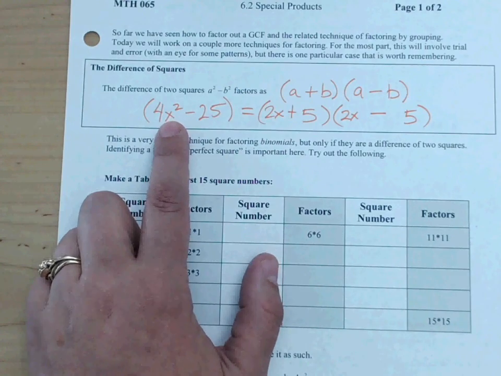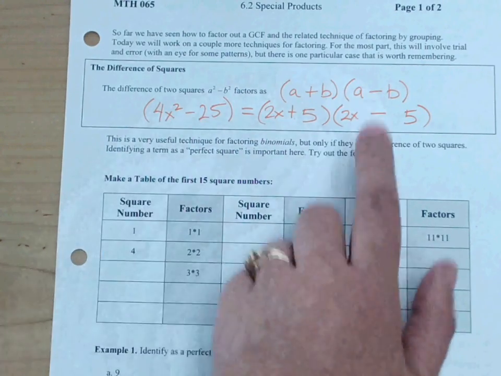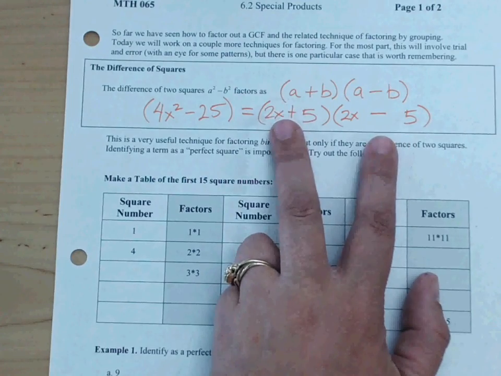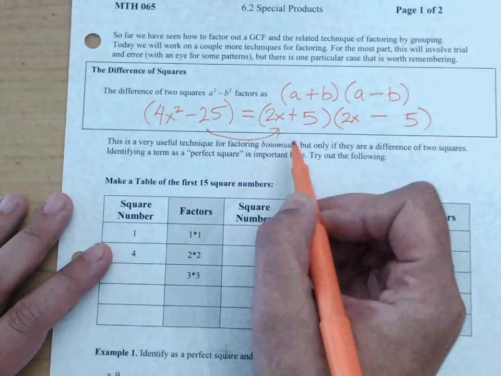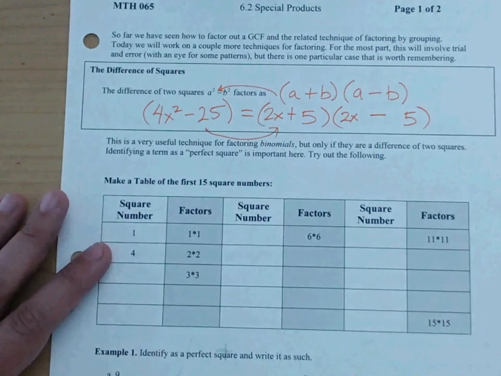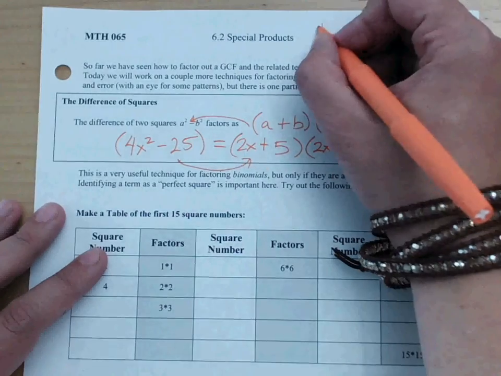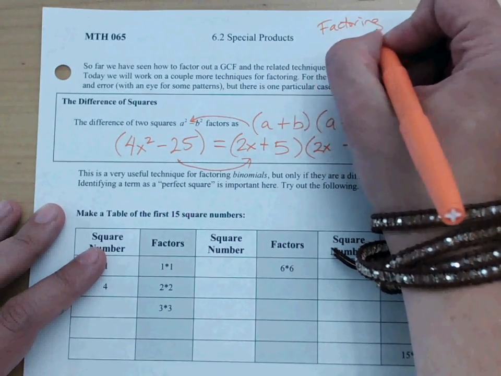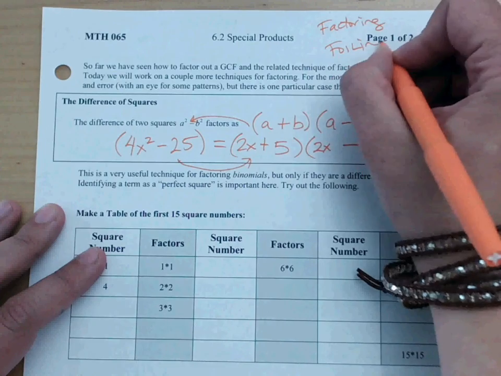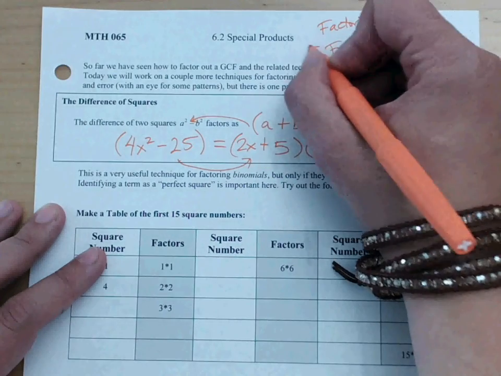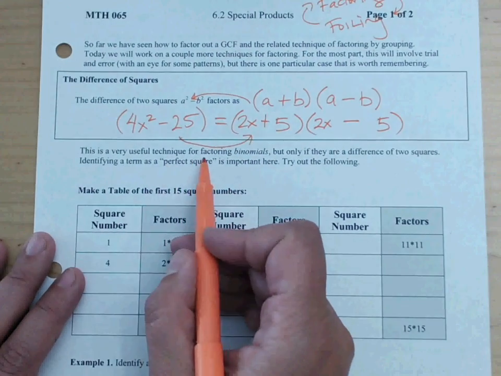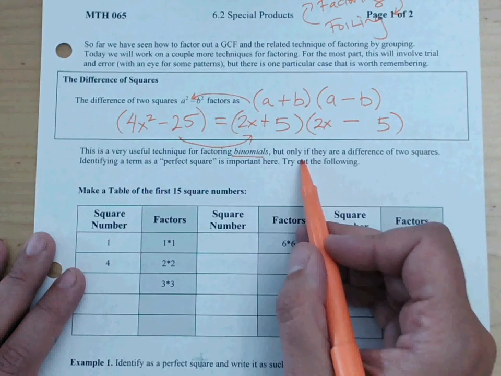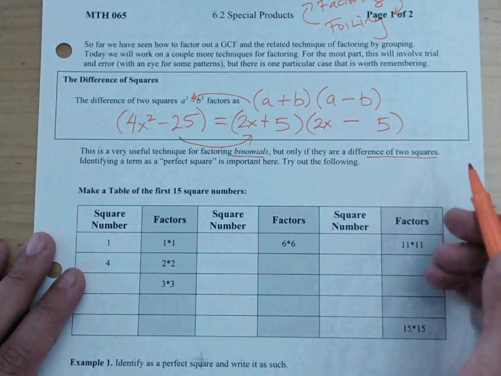When we go backwards, we want to factor. We factor this, we want the 2 factors that we multiplied to get that. That's the difference: going this way is factoring, going this way is FOILing, right? Factoring versus FOILing. FOILing is multiplying. You're really just going round and around. Does that make sense? Okay, this is a very useful technique for factoring binomials, but only if they're a difference of 2 squares.